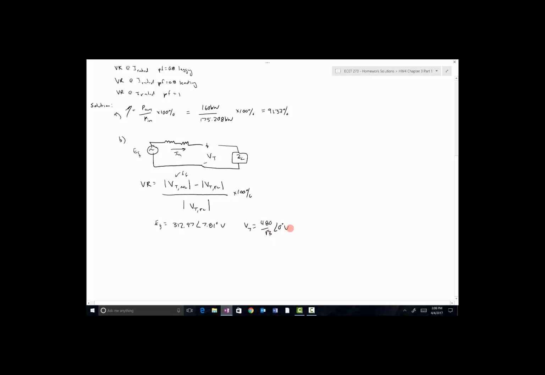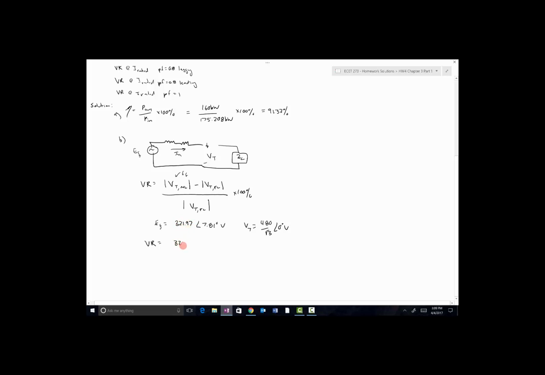So those are the values we substitute in here, and we find that at rated conditions, the percent voltage regulation is going to be 312. Oh no, sorry, I made a typo right there. That's not 312, it's 321. Hopefully you guys caught that already. 321.97.